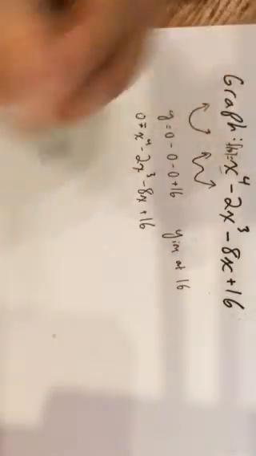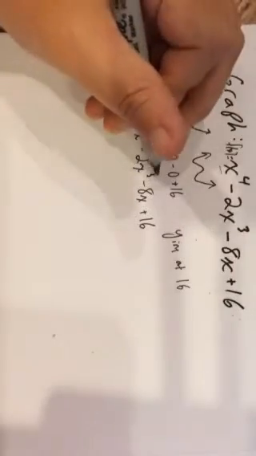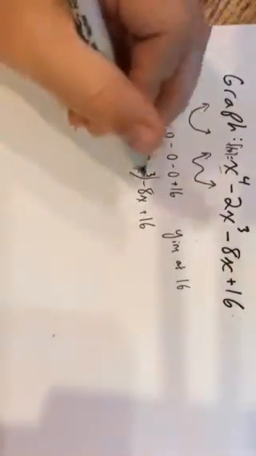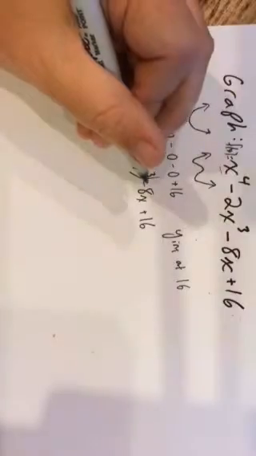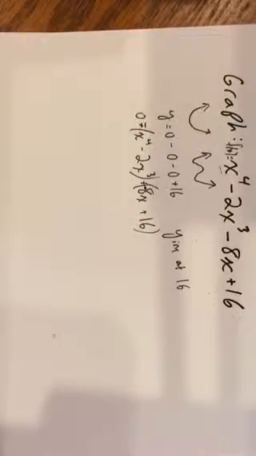If I look at this, this time I can't just pull anything out, right? No x's in all terms, no 2's in all terms. So I'm going to try factoring this by grouping. I'm going to group my first two terms together and my last two terms together. And you want to group around a positive sign, so I'm going to change that minus 8x to plus and negative 8x. So I'm grouping around a positive sign.